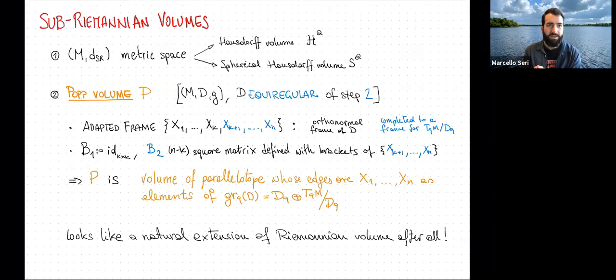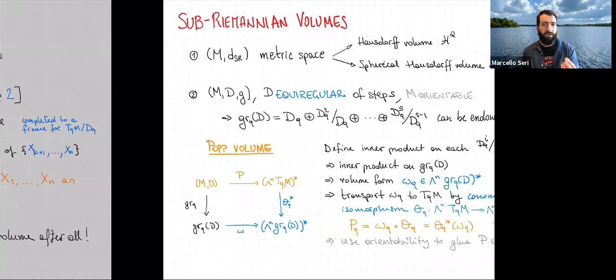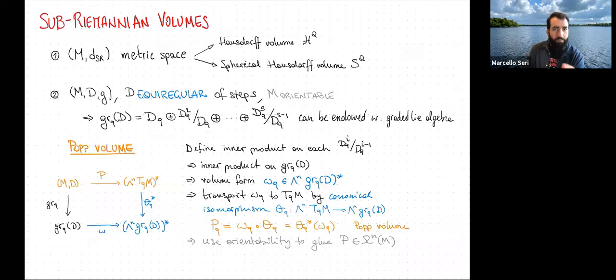So this actually makes sense. It's frame independent and is the same measure that you would have defined in the Riemannian case. So it looks like a natural extension of the Riemannian one. And if you want to be more precise on how you define this when you have this equiregular graded space, and I know this part is much more technical than most of the rest of the talk, but this is the only volume that makes sense for a large class of Subriemannian manifolds that is known.